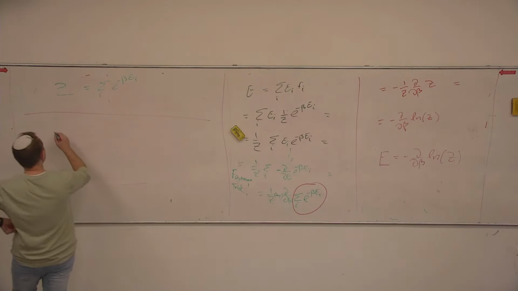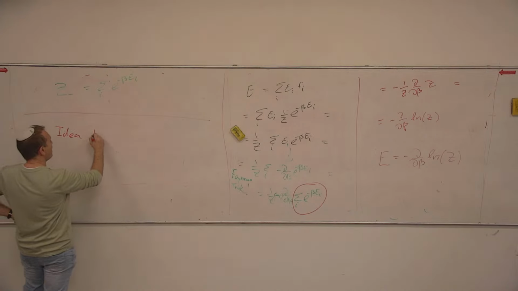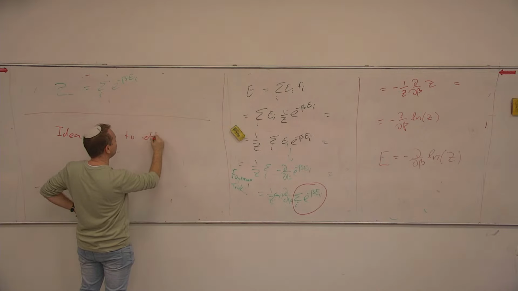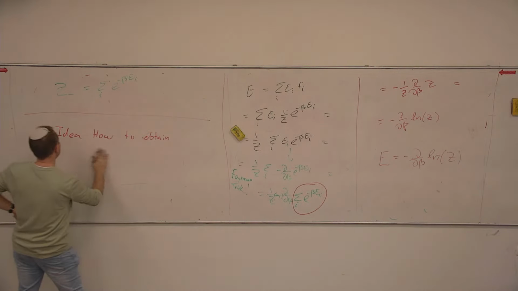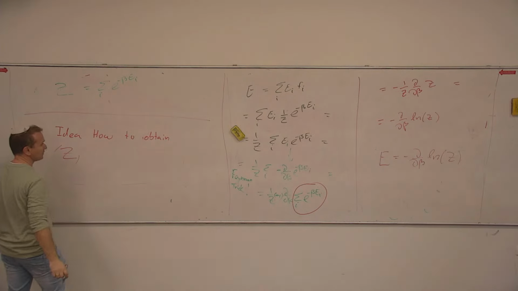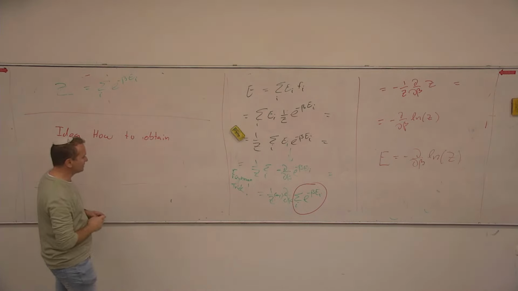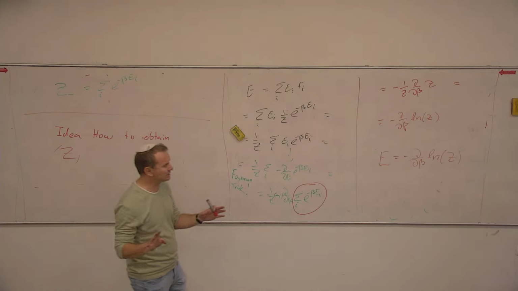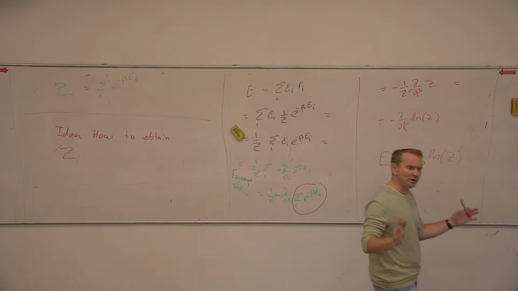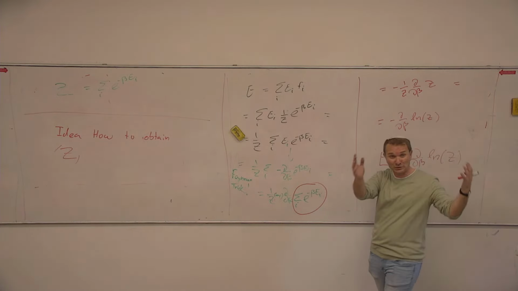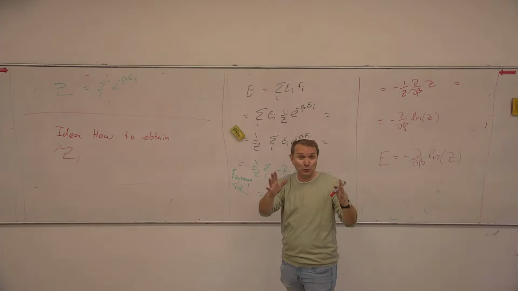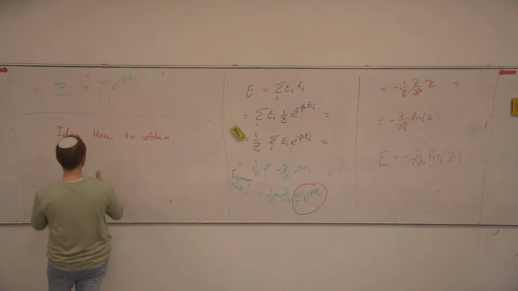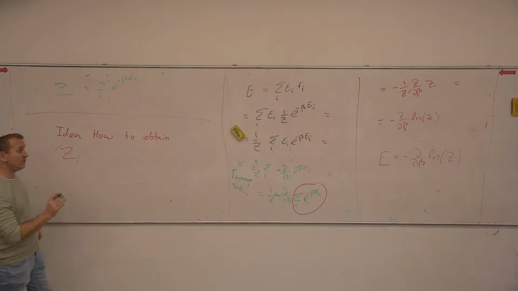So let's see the idea of how to obtain Z. And the idea is, let's look at a simple system. You can ask me, wait, Stas, you developed it for a macroscopic system, right? You look at the system, you use extensivity, you have to use macroscopic systems. And you'll be correct. But for the sake of the argument, let's look at a very simple system.